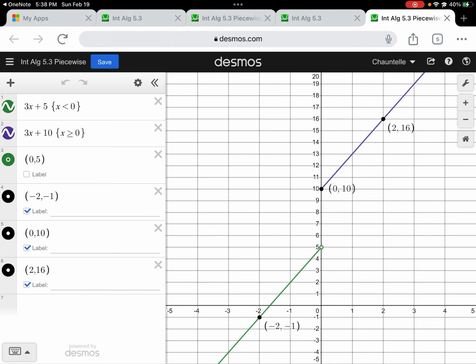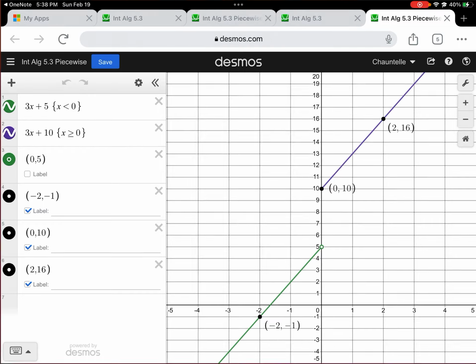All right, so there's all our points, the 3 points. Notice I put an open circle just so you could see it at 0, 5, because the green one is less than, not less than or equal to. The purple one is greater than or equal to 0.